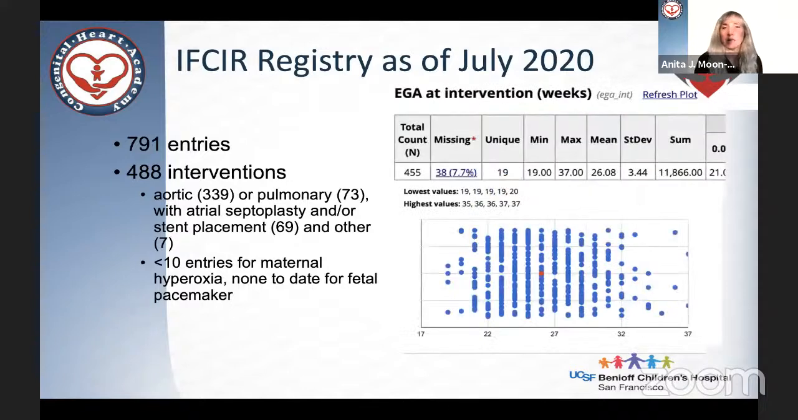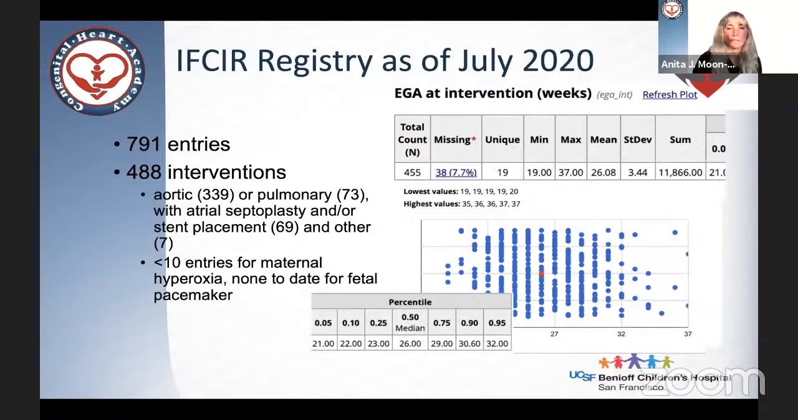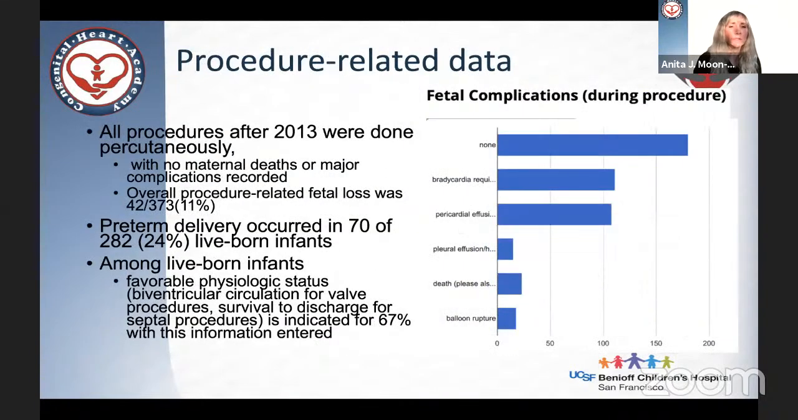The gestational age at intervention, as one might expect, is in the late second trimester, a mean of 26 weeks, the median also 26 weeks. All of the procedures after 2013 have been done percutaneously. We collect details of maternal and fetal anesthesia. There are no maternal deaths or major complications recorded, and overall fetal-related losses are about 11%, so in keeping with the Boston and Linz data, which are censored from this data set.